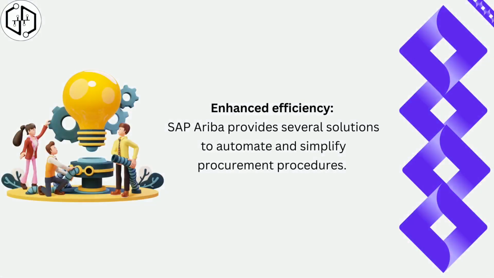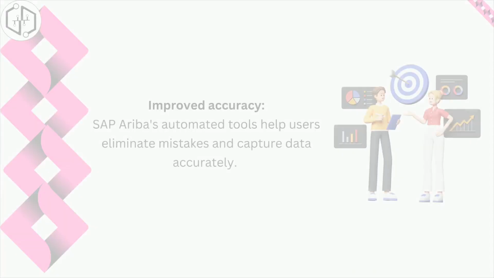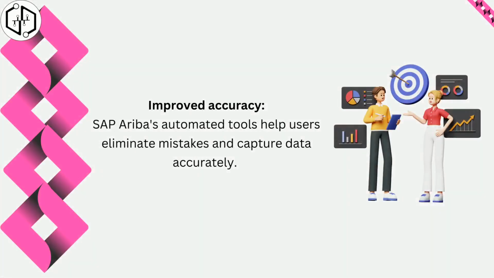SAP Ariba offers several different solutions, all of which can automate and streamline the purchasing process. The process of requisitioning and invoicing may be automated, which would save both time and money. The automatic tools provided by SAP Ariba assist users in avoiding errors and properly capturing data. Both the purchase orders and the invoices benefit from accuracy.